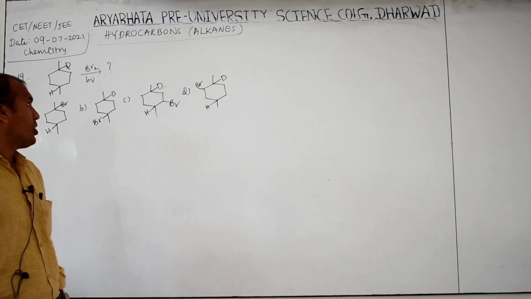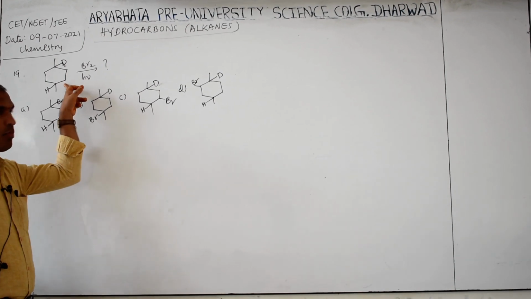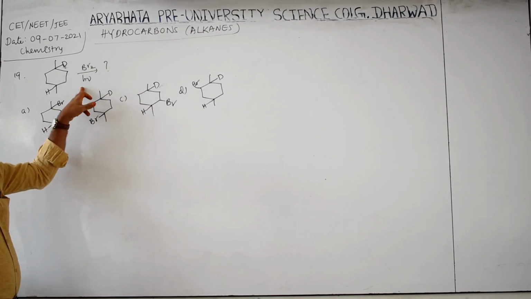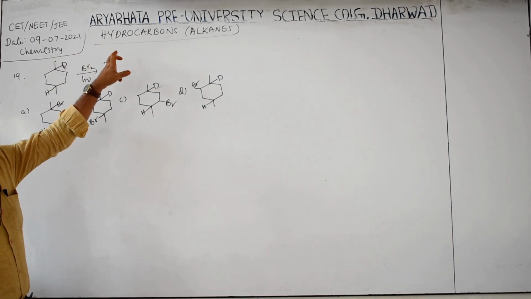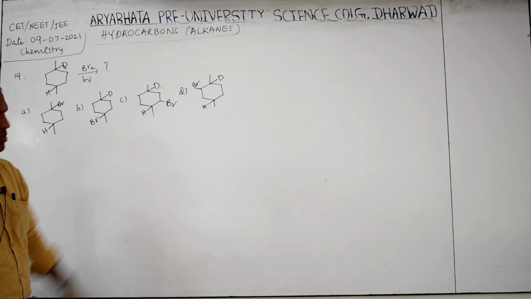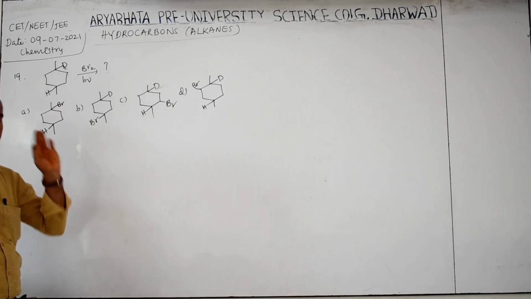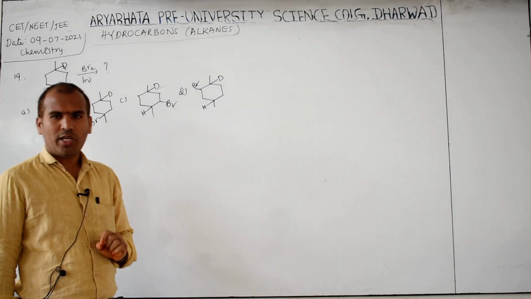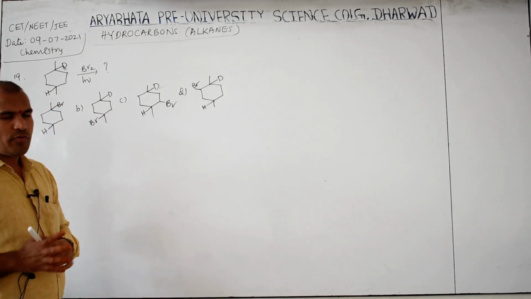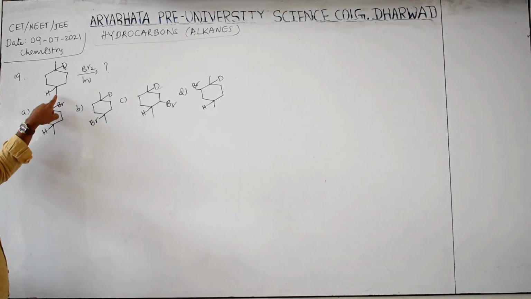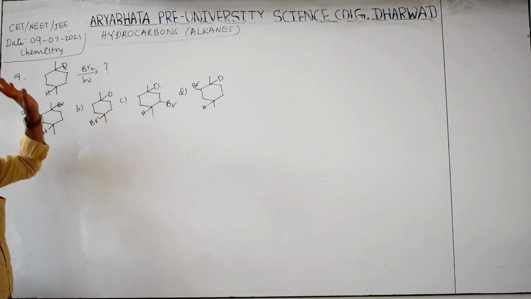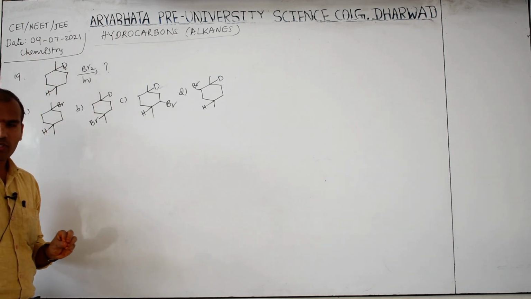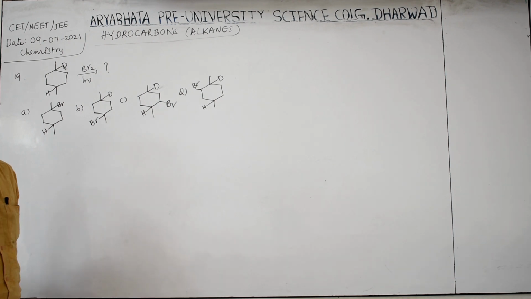The previous class continuation. Here one of the compound is given, bromination in presence of light, which is the major product? Here the question is which is the major product in the given four options. Now already I told you about chlorination and bromination. Now here you have to find out the types of carbon. This is CH3, primary carbon. This is tertiary, secondary, tertiary, primary. So total three types of carbons are present: primary, secondary, tertiary.